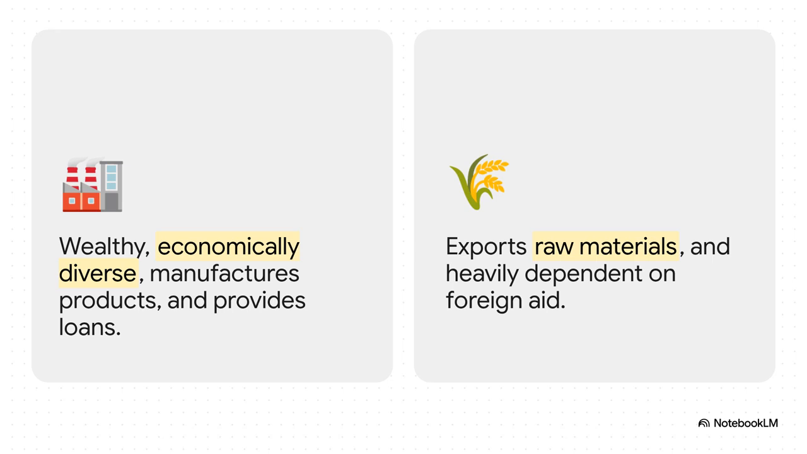Think of the world as being split into two main camps. On one side, you have the powerful core states. These are the wealthy, economically diverse nations. They're the ones manufacturing finished products and providing international loans. Then, on the other side, you have periphery states. These nations are usually forced to export raw materials to the core while remaining super dependent on foreign aid and outside investments just to keep their heads above water.